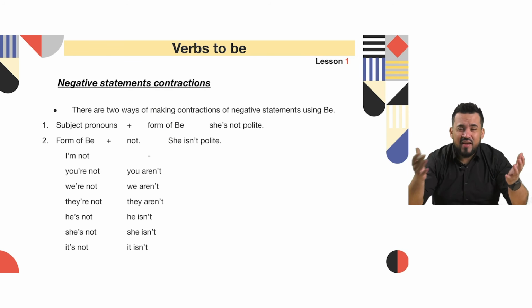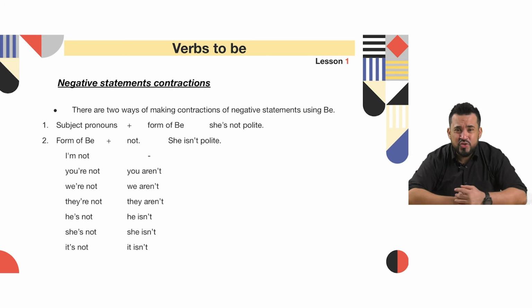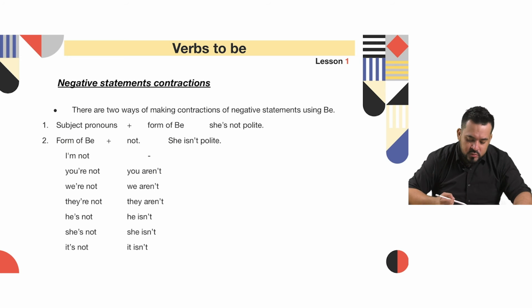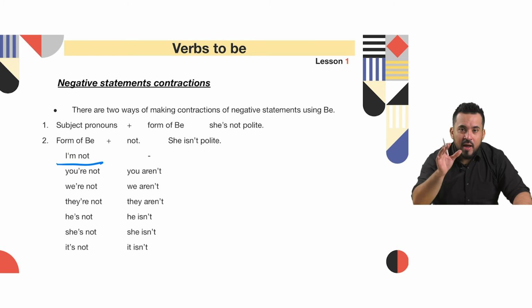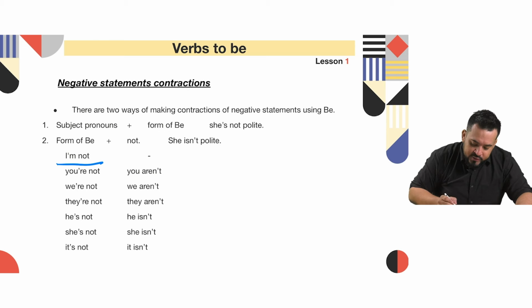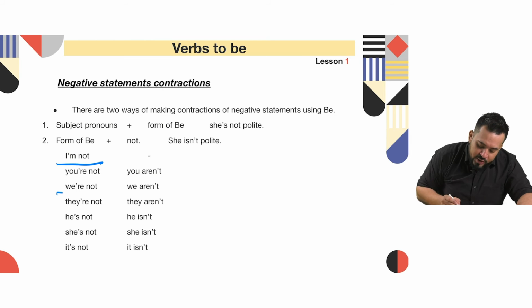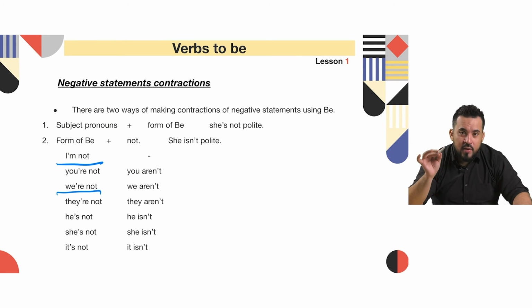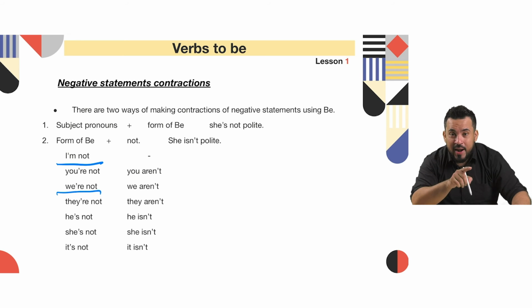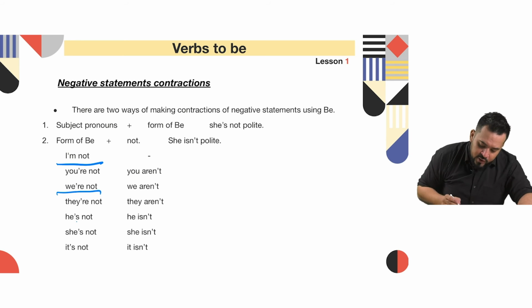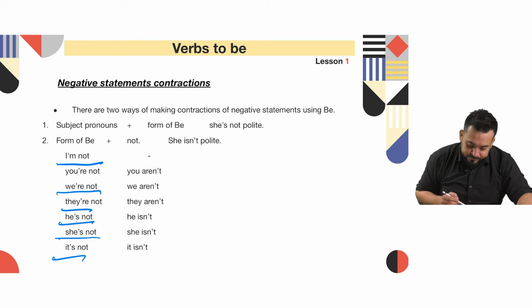Can we contract it? It's I am not, they are not. It's too long. Can we make it shorter? Of course. So, I am not will become I'm not. You are not will become you're not. We are not will become we're. Focus on the pronunciation. It's we're, not were. We're not. They're not. He's not. She's not. It's not.